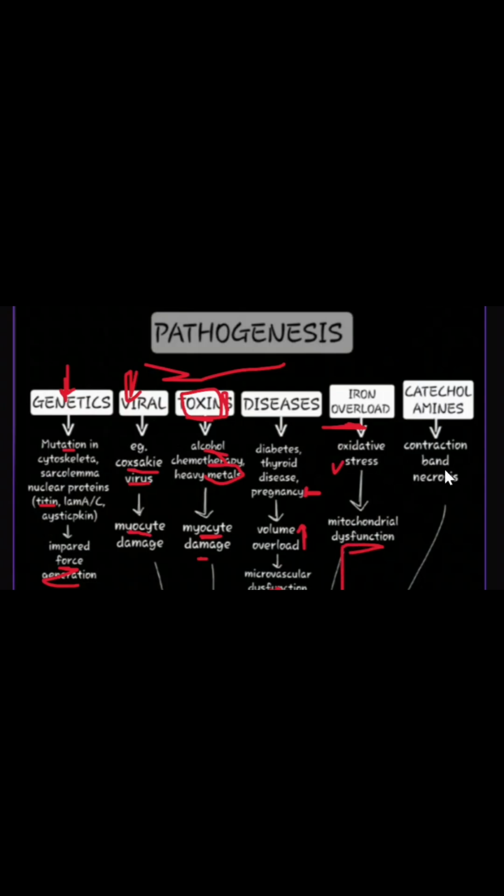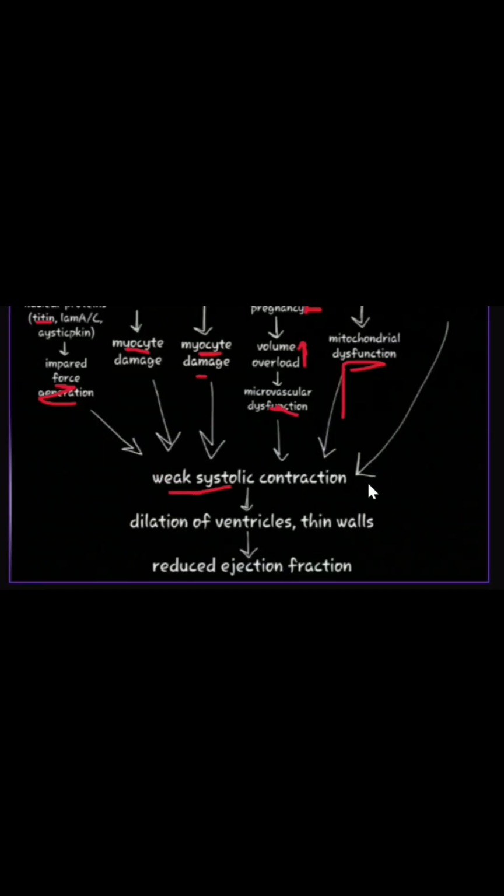And the last contributing factor is catecholamine excess. High levels of catecholamines increase heart rate and contractility, which are initially helpful, but chronic excess causes myocardial exhaustion and damage. All causes lead to the same final result, that is, weak systolic contraction, ventricular dilatation, and thin ventricular walls. The heart becomes large but weak. This results in reduced ejection fraction, that is, heart failure with reduced ejection fraction.